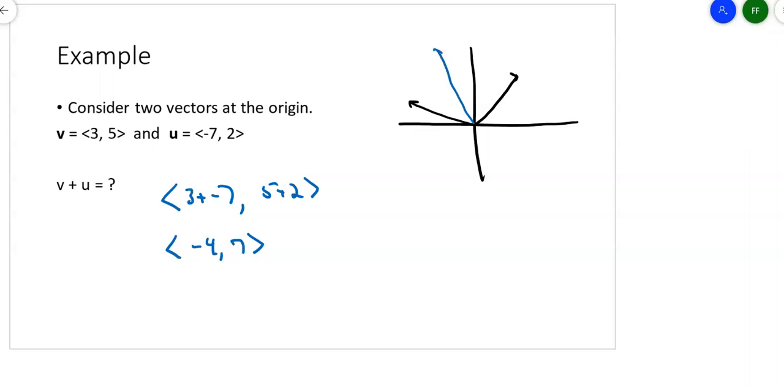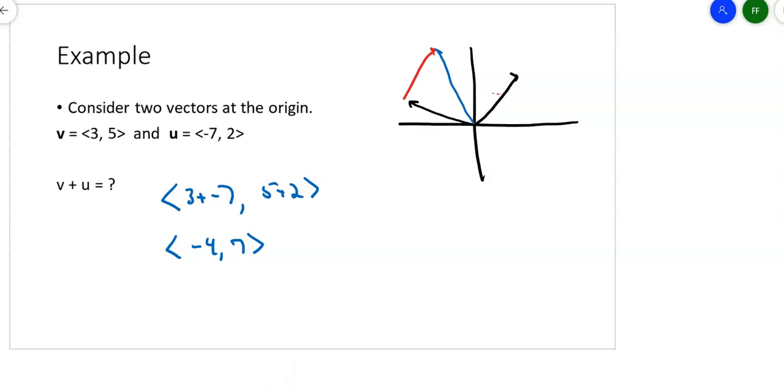If you wanted to, you could take this vector over here and slide it over along the second vector, and you would get a vector like this. Right? So you can move this vector over, and now it's head to tail, and that blue vector there is the resultant, is the result of adding those two vectors together.